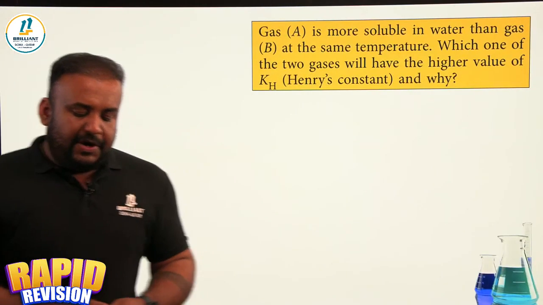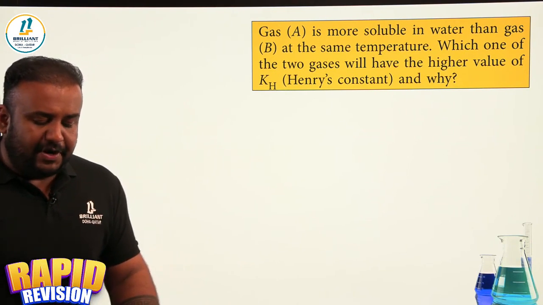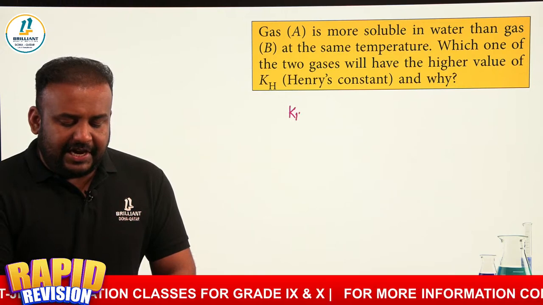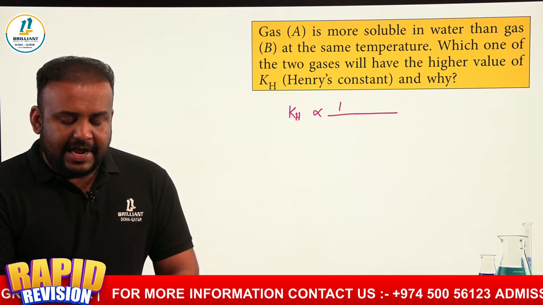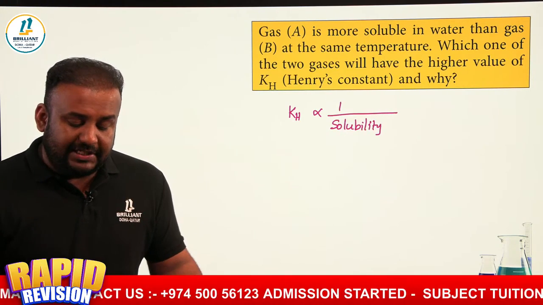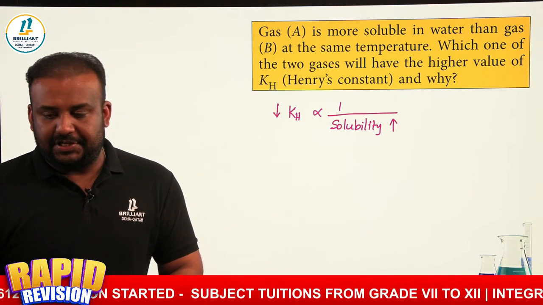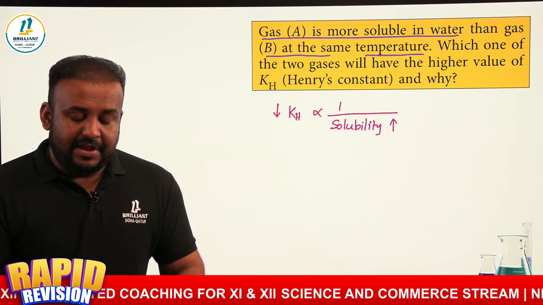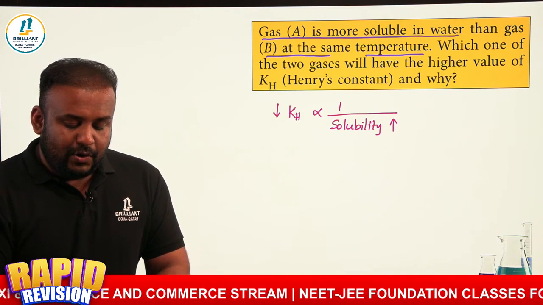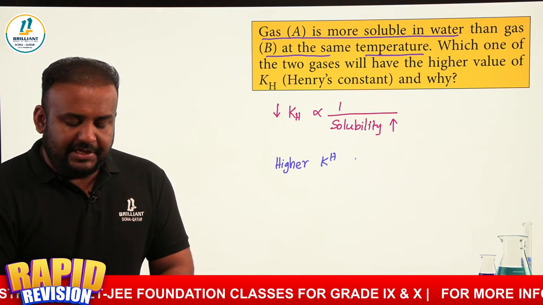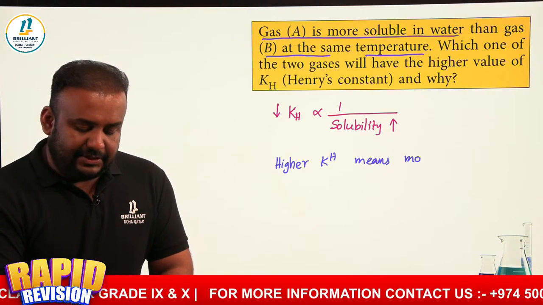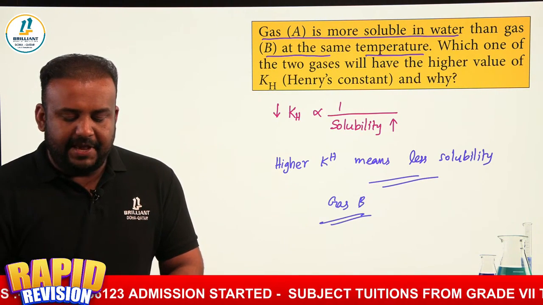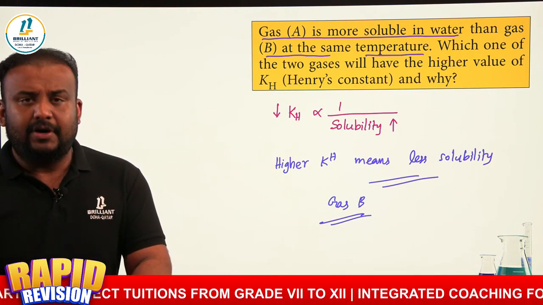Excellent. Next one. Gas A is more soluble in water than gas B at the same temperature. Which one of the two gases will have the higher value of KH? Come on, fast. Again, related to Henry's law. We just studied the application. KH and solubility, how is it related? It is inversely proportional. What is the meaning of that? More solubility, lesser KH. Yes, it is clearly said that gas A is more soluble in water than gas B at the same temperature. Which of the two gases will have higher value of KH? Higher KH means less solubility, because they are inversely proportional. Clear? So gas B will have a higher value of KH. All of you got it?